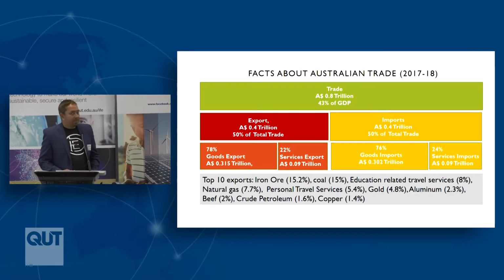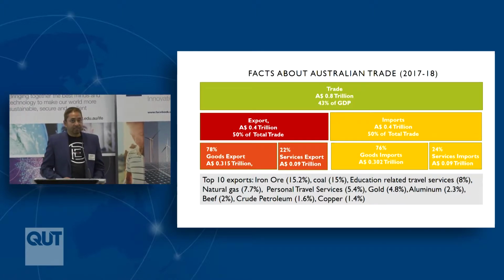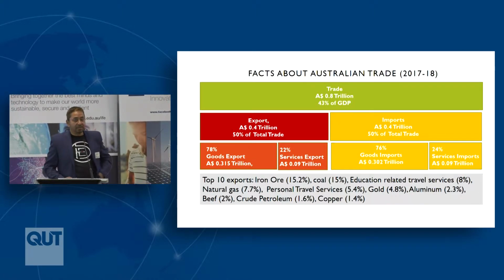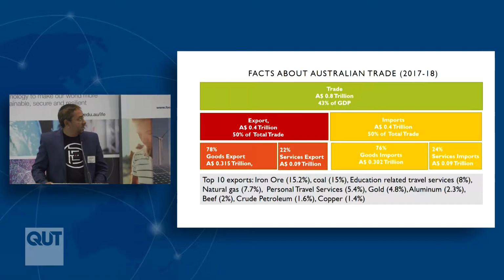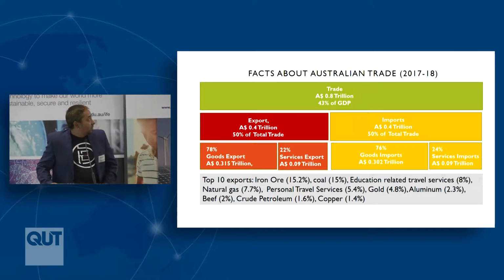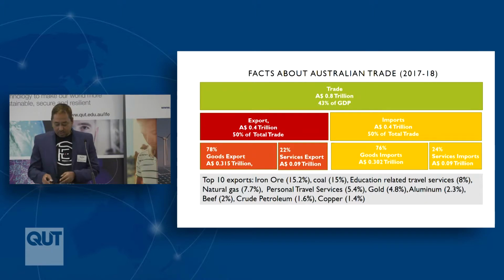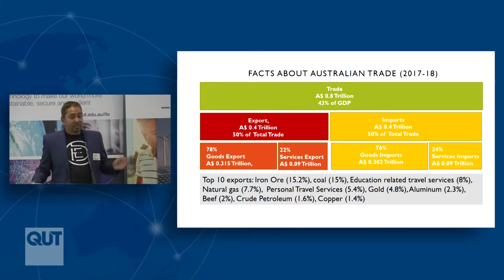So these are some facts of Australia's trade. In 2017-18, trade is about 43% of Australian GDP. It's 0.8 trillion in Australian dollars. And if we see export and import, it is about a 50% and 50% share of Australian trade. My talk will basically be on export, but we will cover import from time to time.